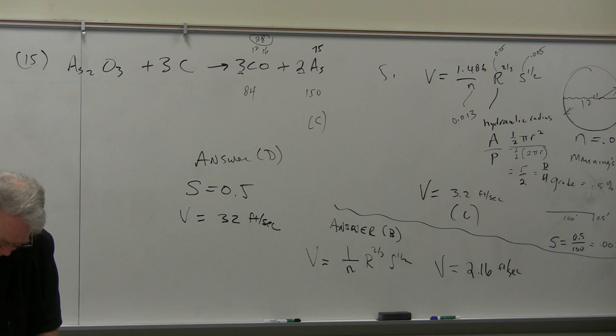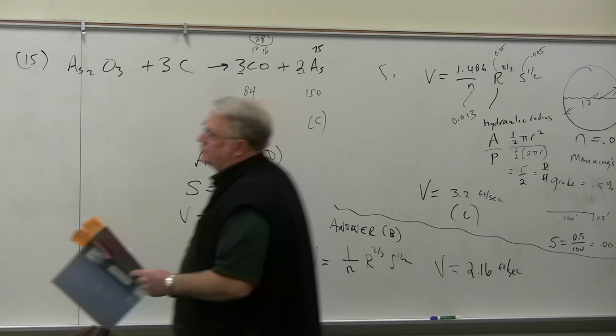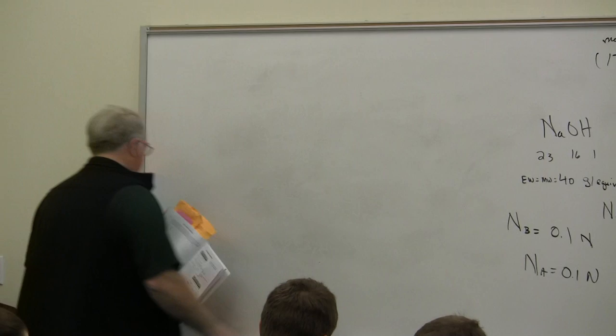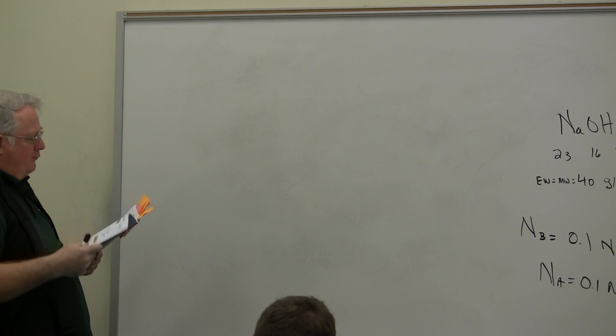Now, on number six, I worked it two different ways and got the same answer, okay? So I'll illustrate this by showing you sometimes there's more than one way to come up with an answer. Problem number six says two tanks are connected by a 500 foot length of 1-inch ID PVC pipe. So we got two tanks.